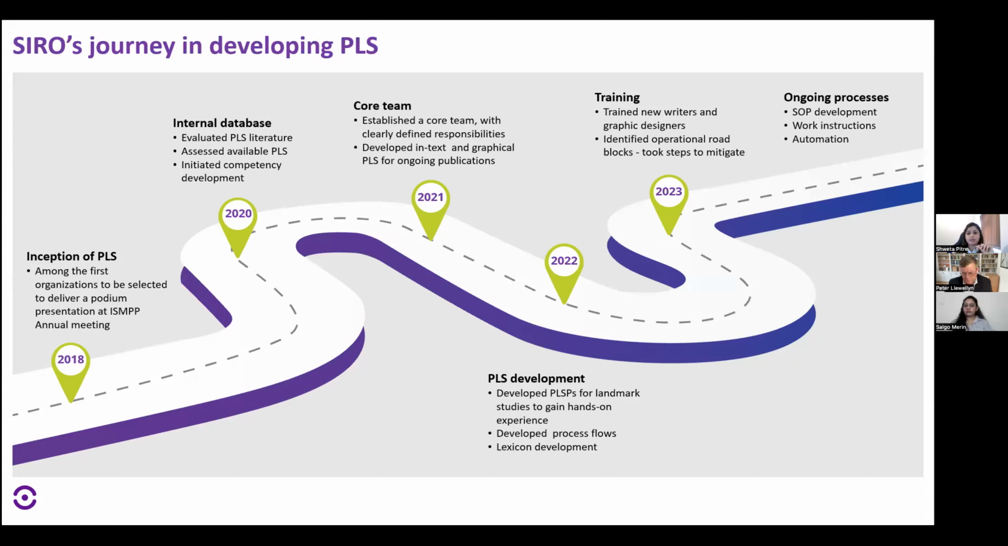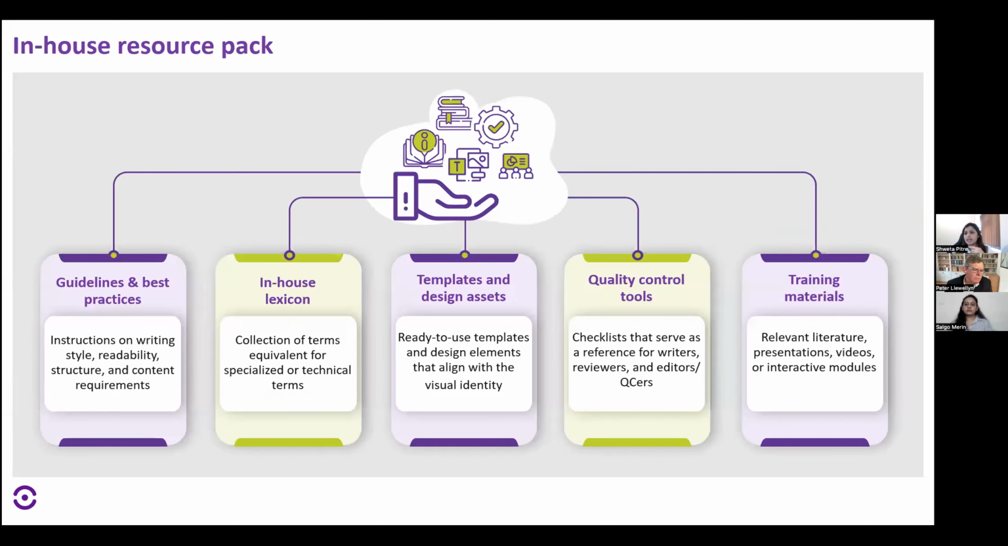Currently, we have some ongoing processes, like developing SOPs and work instructions. We're also getting into the world of automation for plain language summaries. So this is where SIRO has been trying to make a niche and contribute to the space of plain language summaries. In our journey over the last 5 years, we've developed some in-house resource packs. We have guidelines and best practices, where we have writing instructions, style instructions, and instructions for content requirements. We've also developed an in-house lexicon.